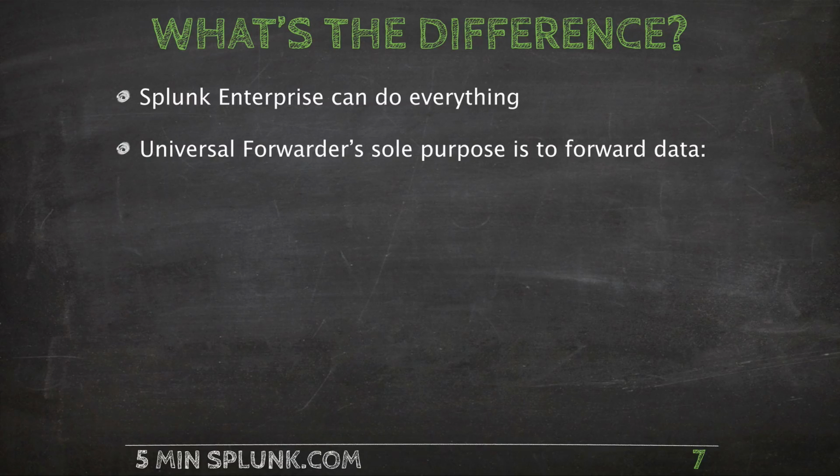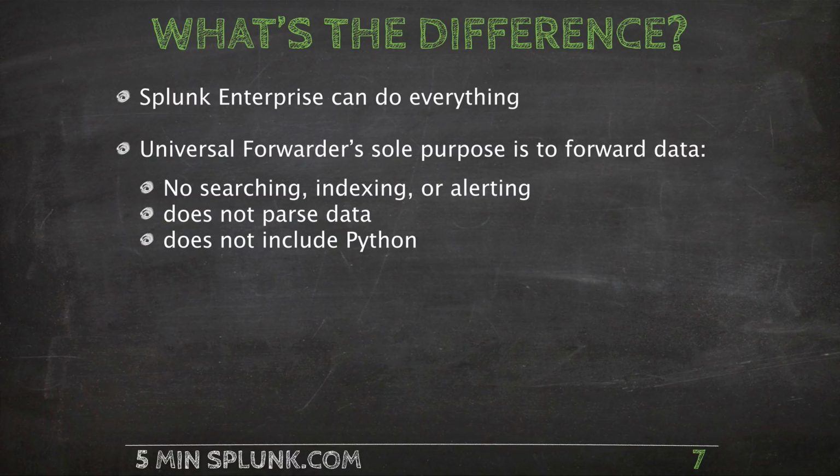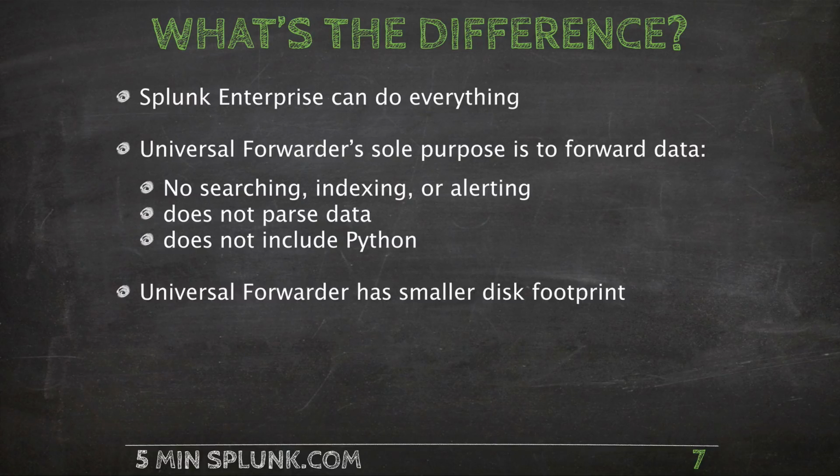Conversely, a universal forwarder's only purpose in life is to forward data. This means it doesn't do searching, indexing, or alerting. It won't look at individual events because it's not going to parse your data. And unlike its big brother, it's not going to include the Python libraries. Now, this has advantages, though. It weighs in much smaller, both in terms of disk space and on load to the machine, so CPU and memory. So what we're going to do is go out to the website and download the full Splunk Enterprise.